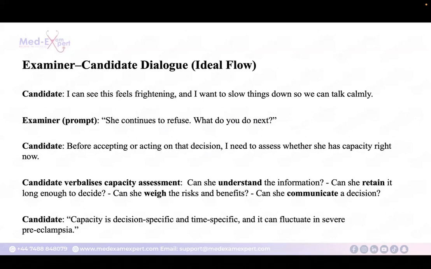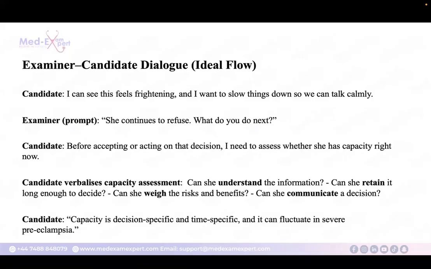So, the patient said that she's frightened and she feels that you are poisoning her. As a candidate, you say, yes, I can see this feels frightening. Her capacity has been muddled: initially she agreed, and later on she refused. So her capacity has been affected, of course, because of her condition deteriorating. And then the doctor should calmly say, yes, I can see this feels frightening and I want to slow things down so we can talk calmly.